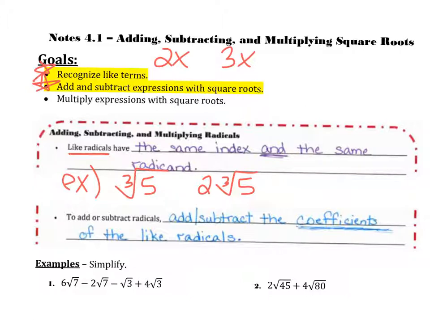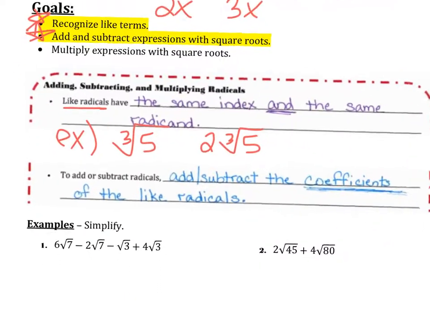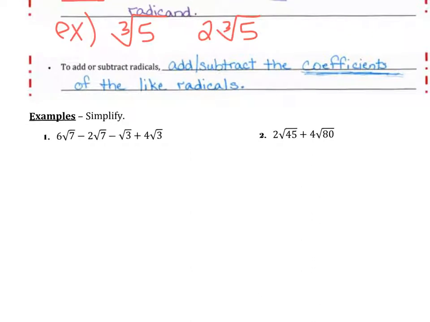Okay, so the first goal for today is recognizing those like terms, and that's going to actually help us. The quicker that we can recognize those like terms, it will help make your adding and subtracting with radicals a little bit easier. And to talk about that, we are going to look at the second bullet point in our definition box here. Let me scroll a little bit. Okay, so it says to add or subtract radicals, based on what symbol we have in the problem, we're going to add or subtract the coefficients of those like radicals.